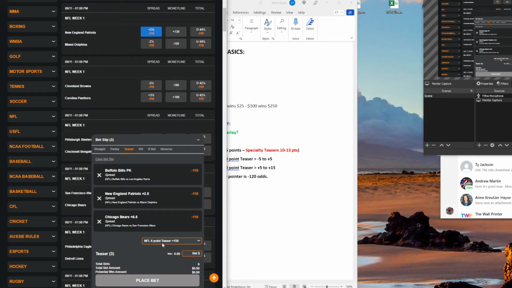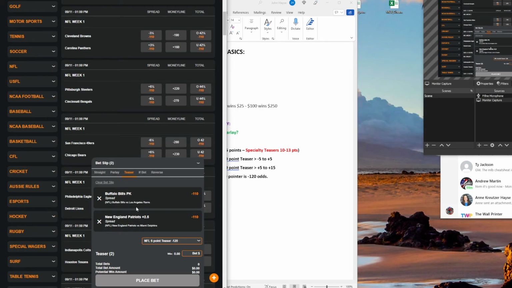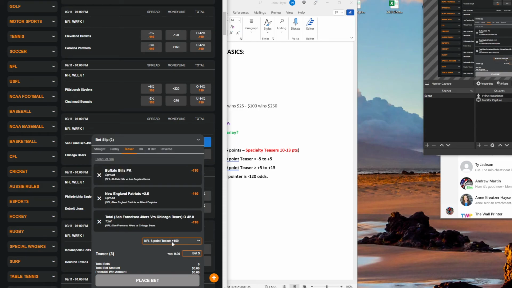So if we do a 6-point teaser, it's going to take Bills to plus 6, Patriots to plus 8.5, and Bears to plus 12.5. Or you can go to a 10-point teaser, and it's going to take this to Bills plus 10, Patriots plus 12.5, and Bears plus 16.5. So those are a lot of fun to bet. Let me see if it'll let me put a total in there. All right, so now we put this one in there. Okay, it'll let me do 1 total.